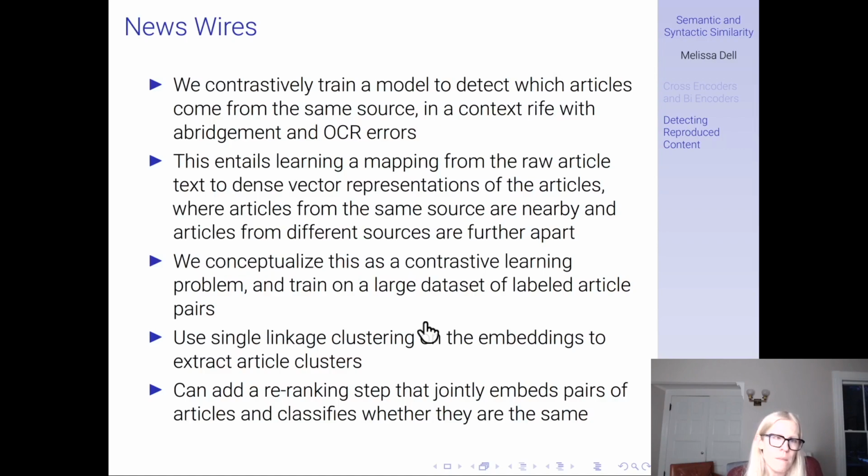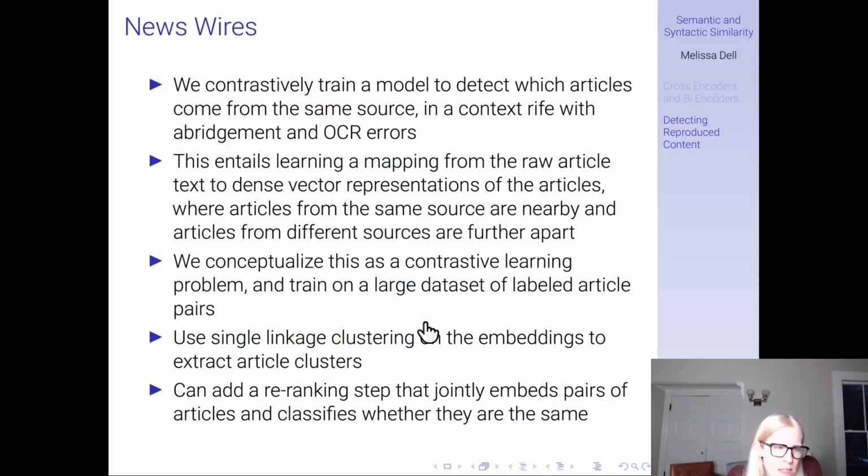And so this entails learning a mapping from the raw article text to dense vector representations of the article, where articles from the same source are nearby, even if they have been heavily abridged or have quite a few errors, and articles from different sources are further apart, even if they're articles from different newswires talking about the exact same event. Even if they're by the same wire, but one article is an updated version of another, those are further apart, because they're not from the same underlying source. So this is a really challenging problem, and it blows my mind how well the neural methods do on this, as you'll see.